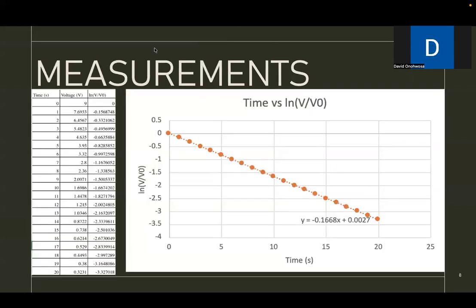Okay, and here is a graph of time versus our linearization of the voltage. And as you can see, our slope is negative 0.1668.